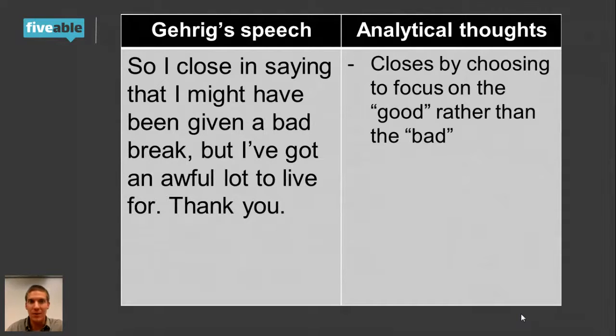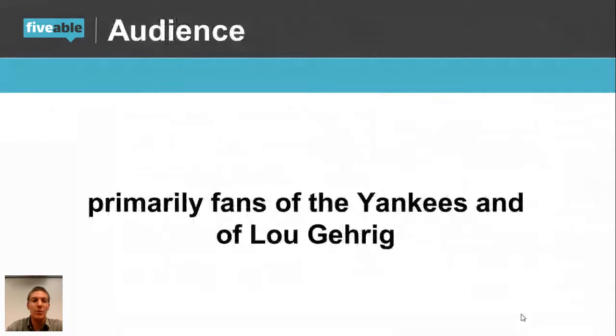A lot of people are like, hey, is that it? He didn't even talk about ALS. He didn't talk about, I can't play the game that I love, baseball, anymore. He said, yeah, I got a bad break. He said it twice. The audience knows what the bad break is. Instead of choosing time to talk about it, he spends his short speech focusing on the good, not the bad. So that's a very deliberate move on his part.